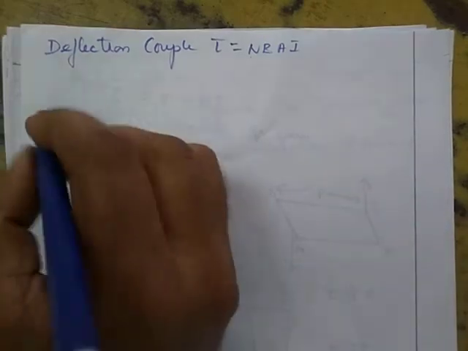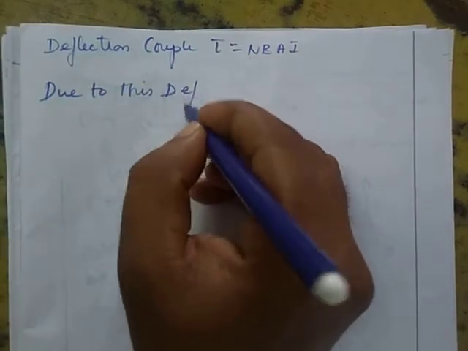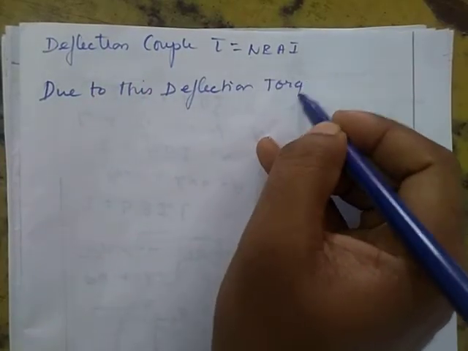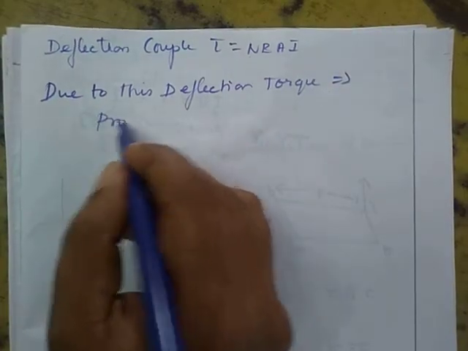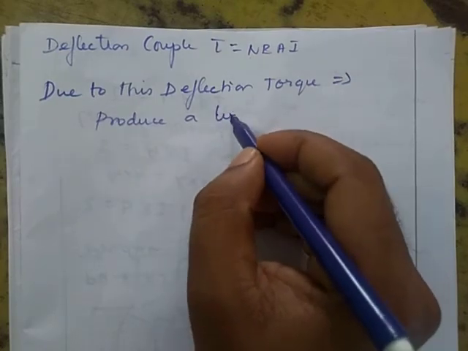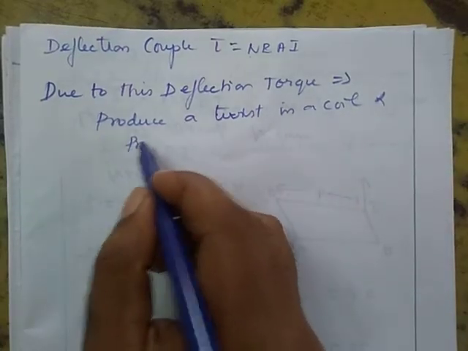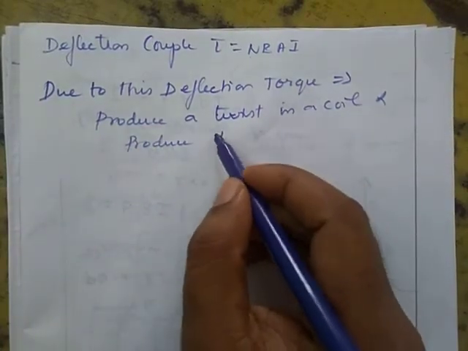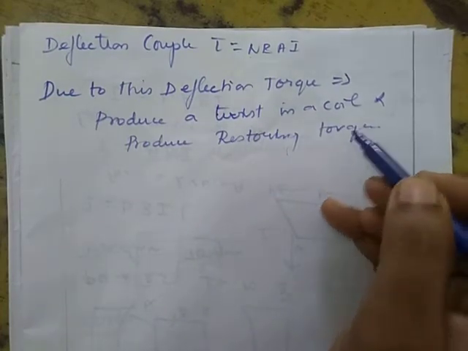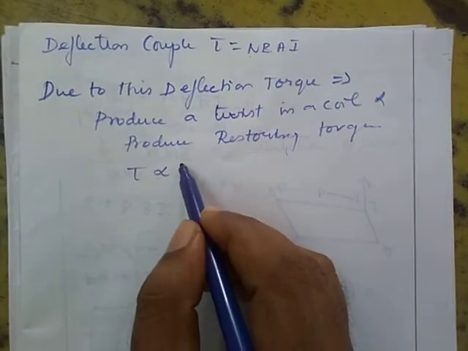Due to this deflection torque, couple or torque, it produces a twist in the coil and also produces a restoring torque. Then we know the restoring torque tau is proportional to the amount of twist.